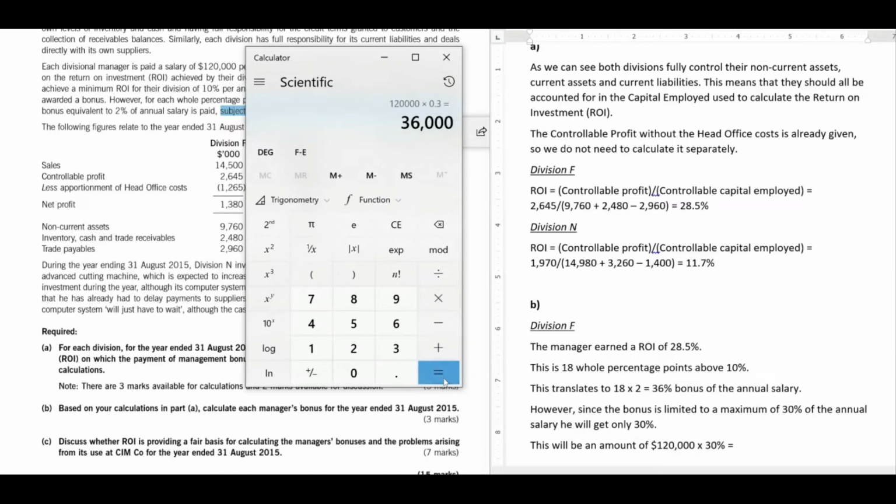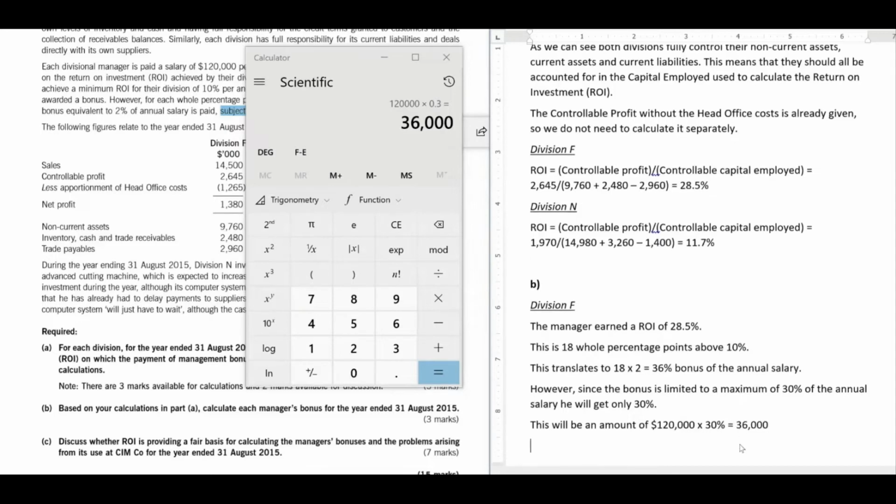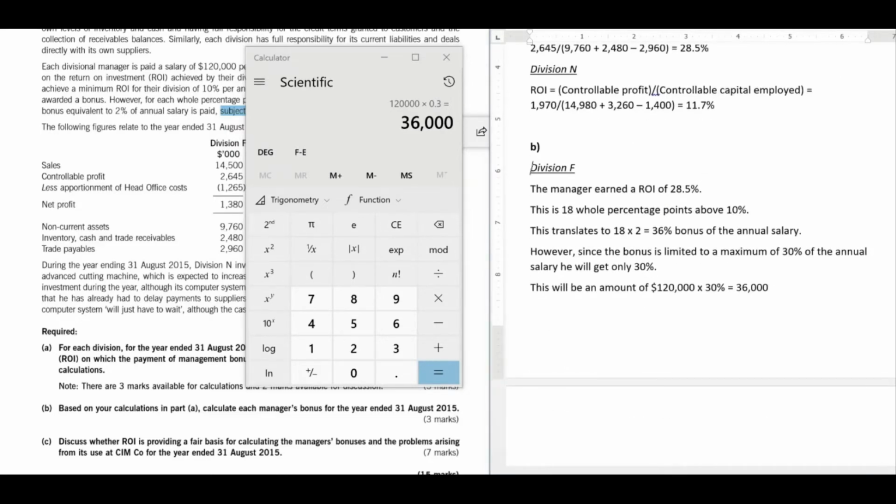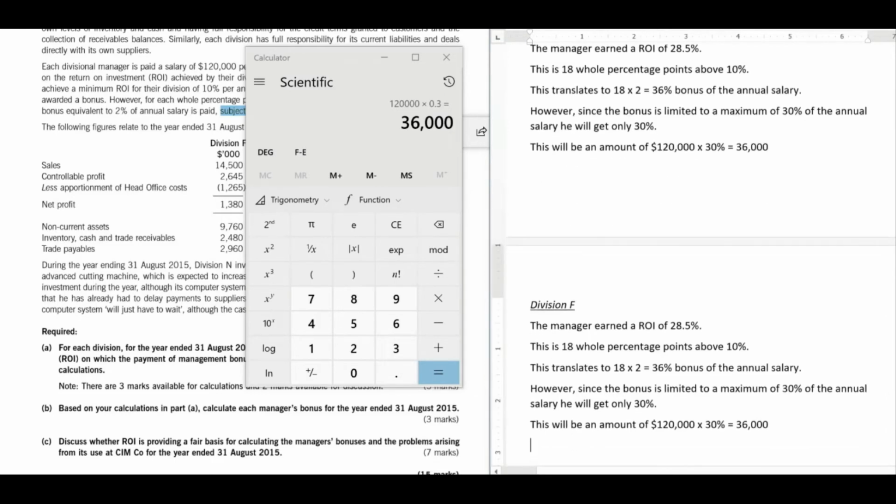right? Not in ridiculous things like 2 plus 2 is equal to 4. You can be confident about that, but in things like this, even if it's quite obvious what the answer is mentally, still better to be safe than sorry, right? Okay, so 36,000, unless you're really short on time, okay? And we can now copy paste the same format to use for Division N's manager.